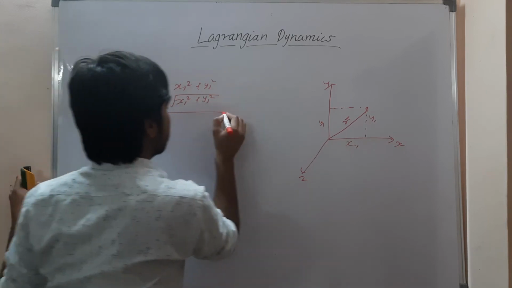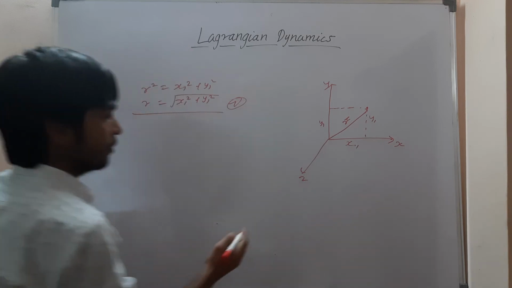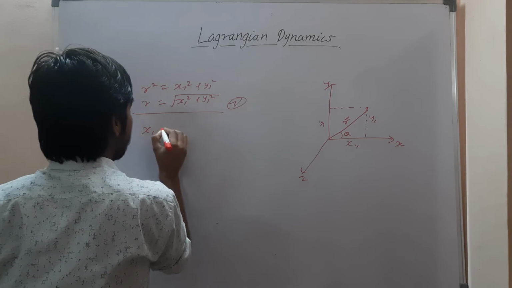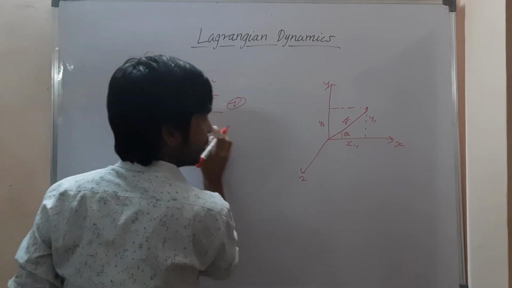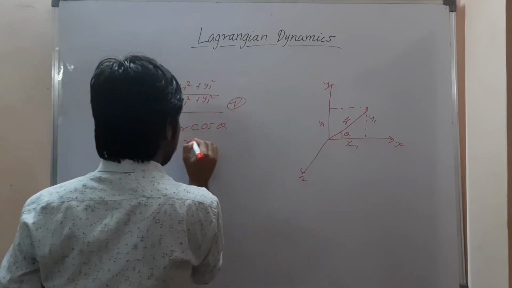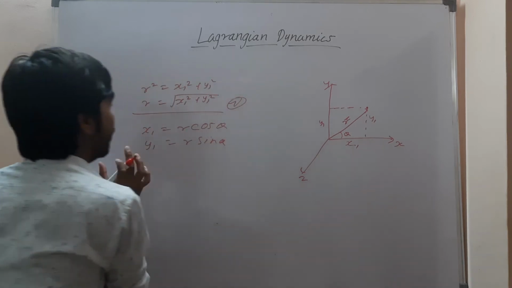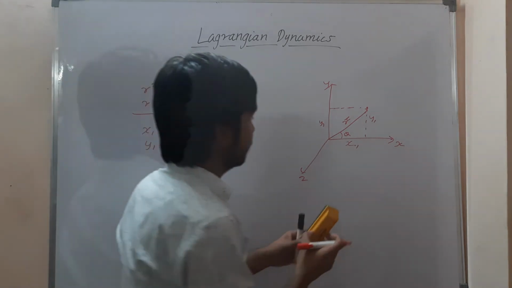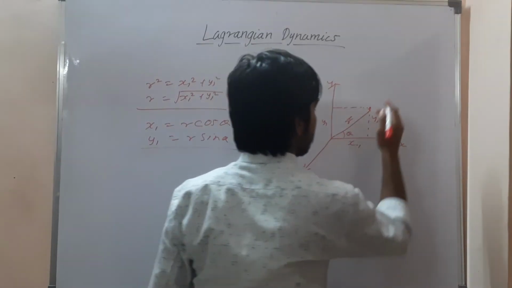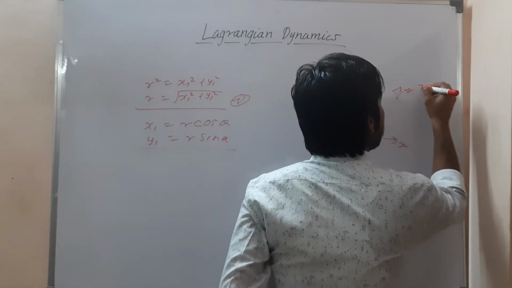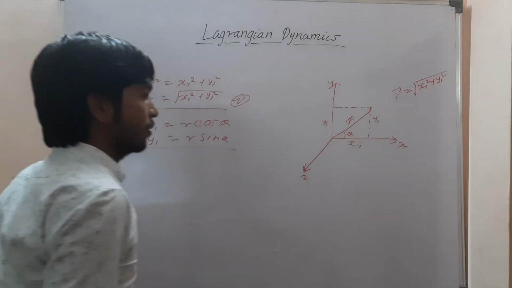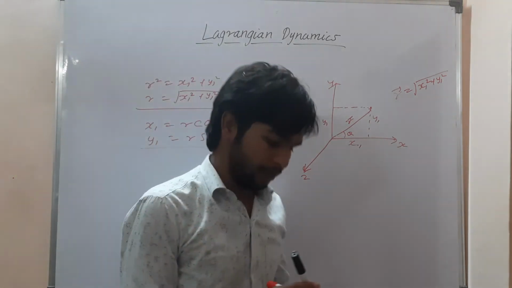And similarly, if I want to give theta here, then I can write x1 is equal to r cos theta and y1 is equal to r sin theta. Now I know that r is equal to the square root of x1 square plus y1 square. So let me show it again once.